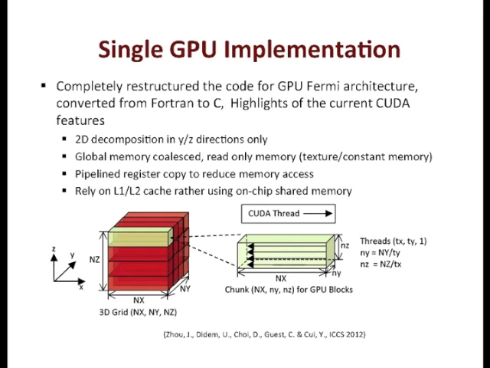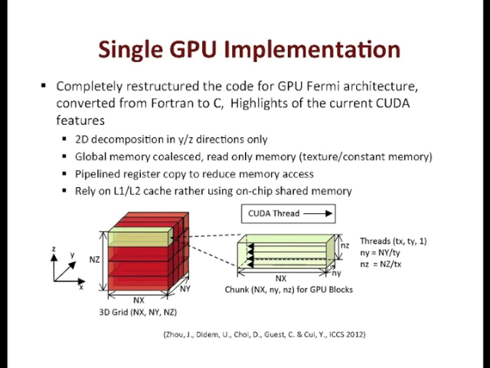And the single GPU optimization, this is the part we spent a lot of time working on, and major restructurings were made. We completely rewrote the code from scratch, changing it from Fortran to C, and then started adding the CUDA. Then, at a later stage, we added the MPI.